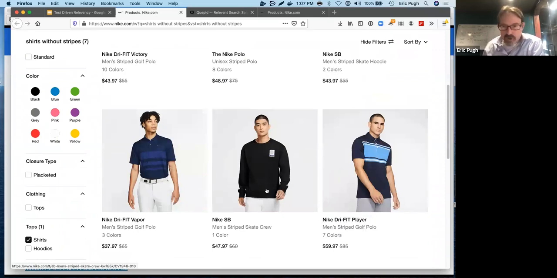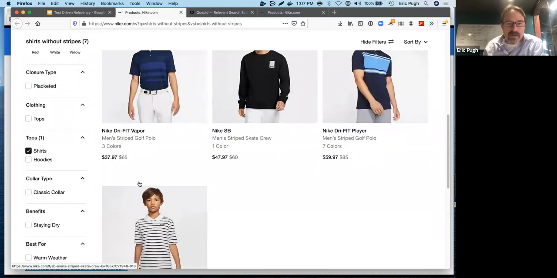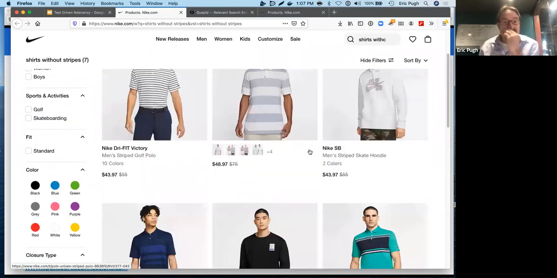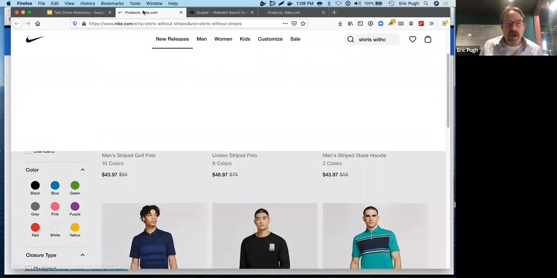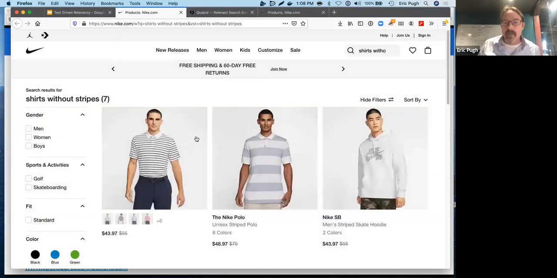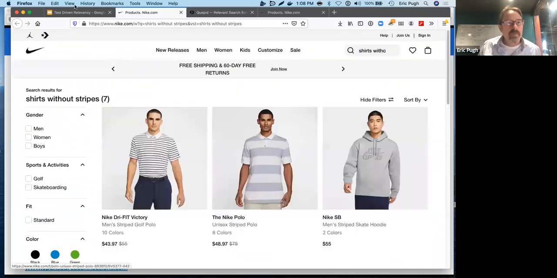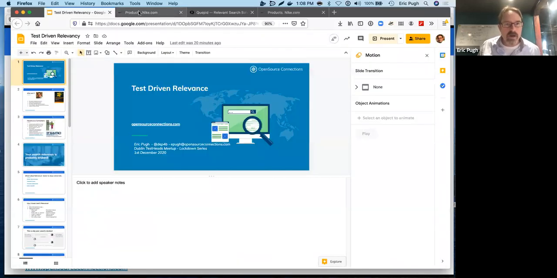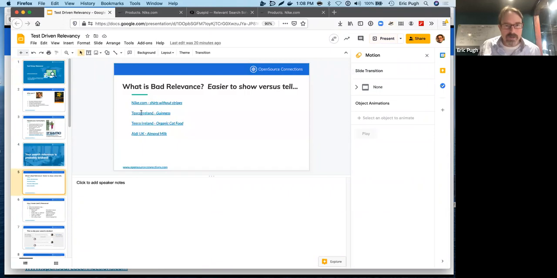This must be hard to read, but it says it's got stripes in it, stripes. So there you go, right? Nike, one of the largest online retailers of clothing, and search without stripes, shirts without stripes, bad relevancy. Let me go ahead and see if I can give some other examples.